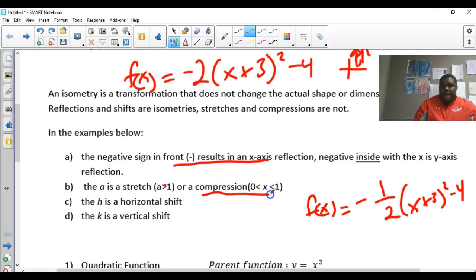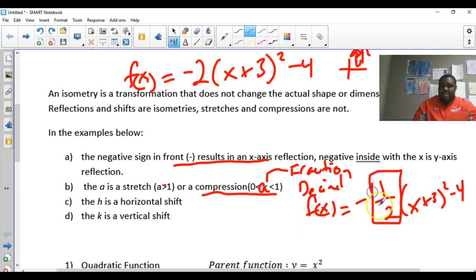But anyway, your a value is greater than 0 but less than 1. Really, guys, I look at it like this: it's just less than 1. This could be a fraction or a decimal. A decimal less than 1, so 0.5, 0.873. Not 1 point something or 2 point something. So a right here is 1/2. That's less than 1. A fraction will work.